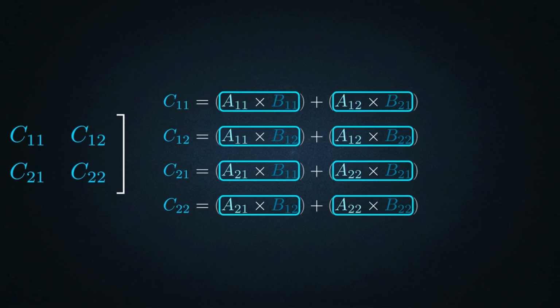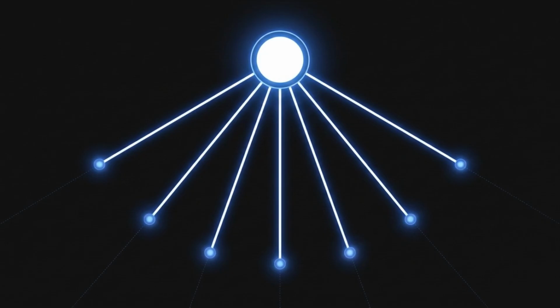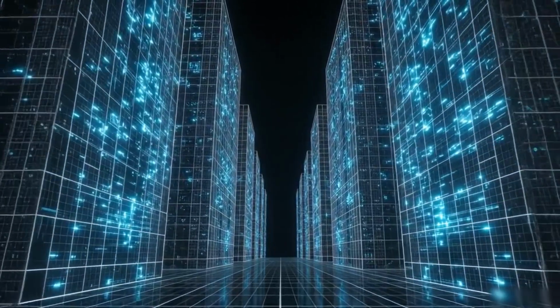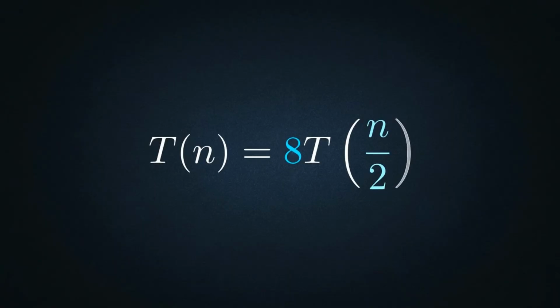equations. If we count the multiplication terms across these 4 equations, we see that the algorithm must perform 8 separate matrix multiplications. This means that by dividing the matrix into quadrants, we have forced the algorithm to branch into 8 separate recursive paths. To see if this actually helps with efficiency, we have to look at the recurrence relation that represents this behavior.